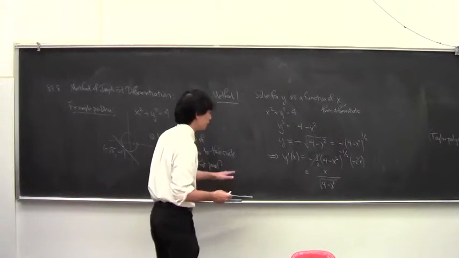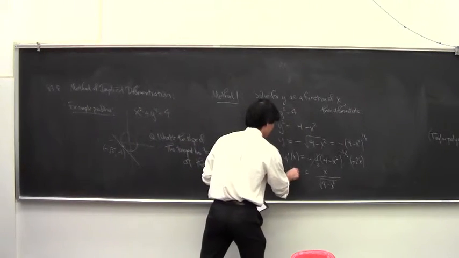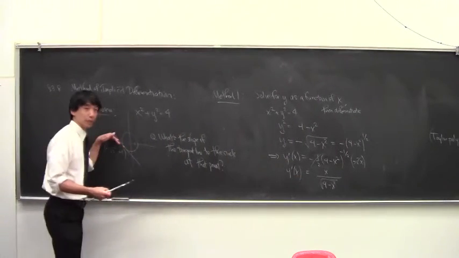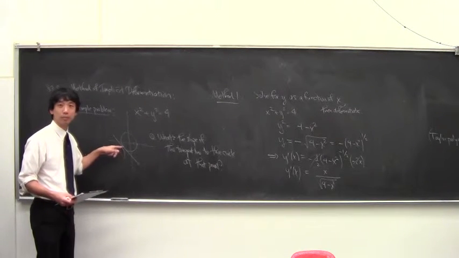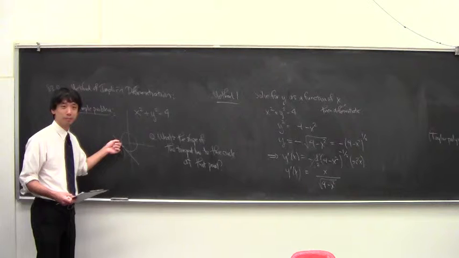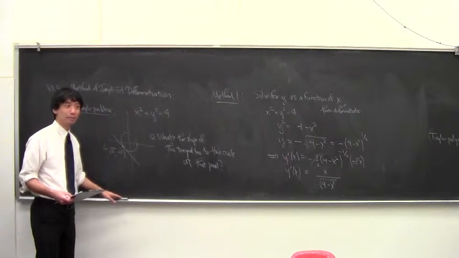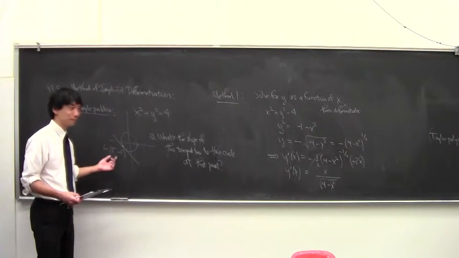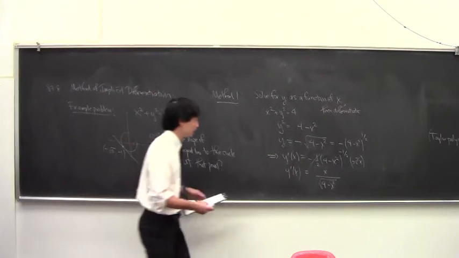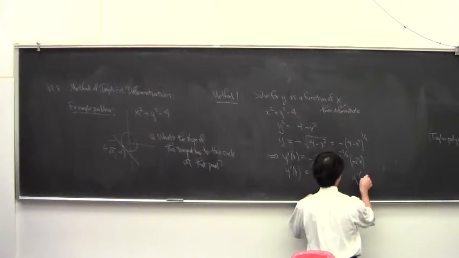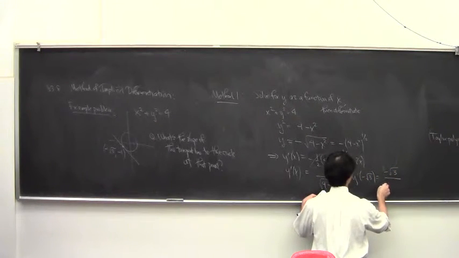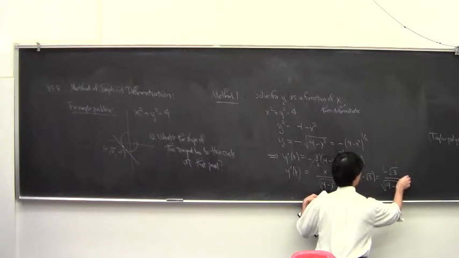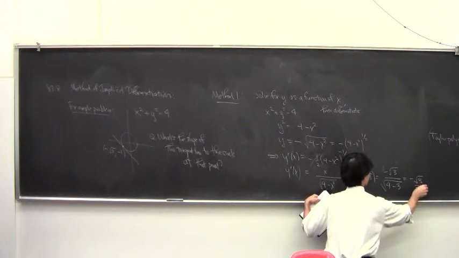Okay, so you have the derivative of the function, and how do you find the slope? You evaluate this at that point. So x will be negative root 3. The slope at negative root 3 is going to be negative root 3 over the square root of 4 minus root 3 squared. So you get negative root 3. Negative root 3 is the slope.